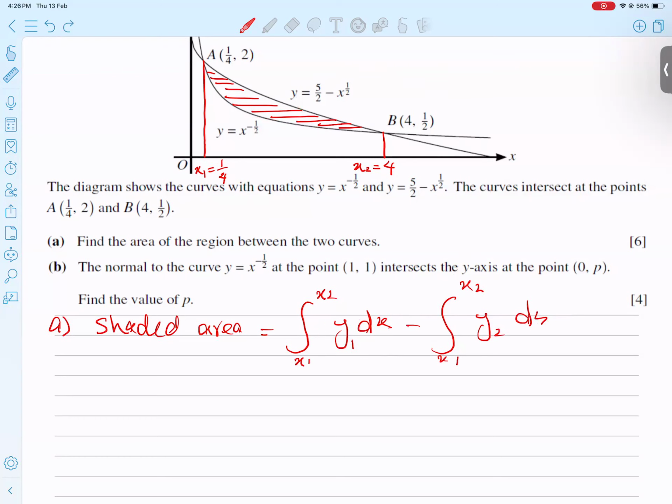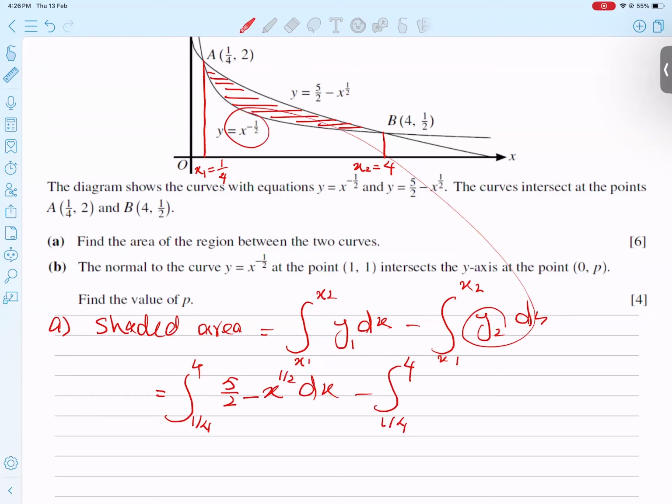Now, what are the lower limit and upper limit? 1 over 4 and 4, so I'm writing 1 over 4 and 4. The upper curve equation is this, which I'm writing here: 5 by 2 minus x to the power half. Same story here, from 1 over 4 till 4, and the lower curve is x to the power negative half.